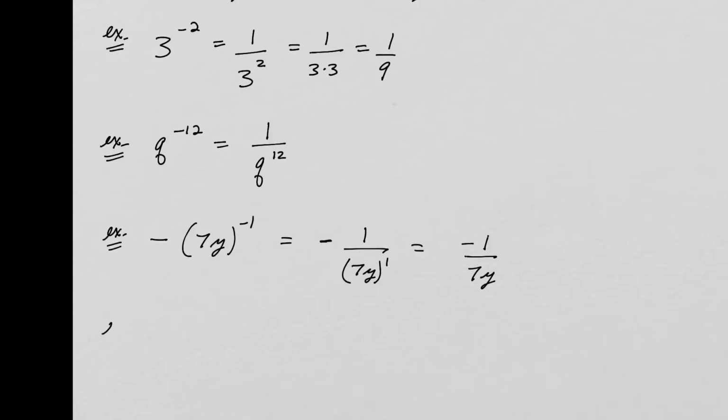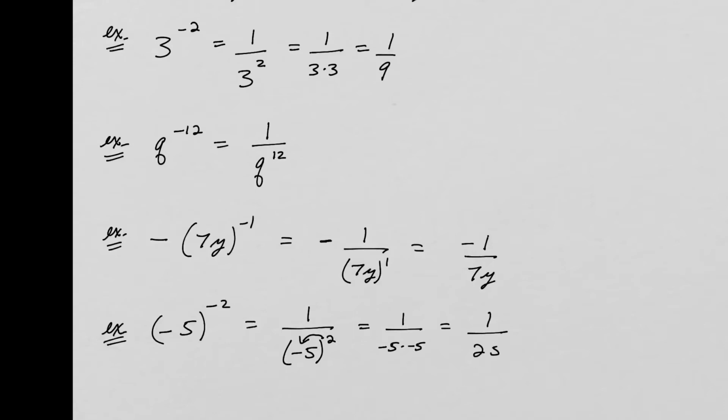Let's say I had negative 5, and the whole thing is now being raised to the negative 2 power. Well, this is the same as 1 over negative 5 raised to the second power. And now since the entire thing, the exponent 2, is acting on the entire negative 5, this is really the same as negative 5 times negative 5, and that's a positive 25. So negative 5 raised to negative 2 is a positive 1 over 25.